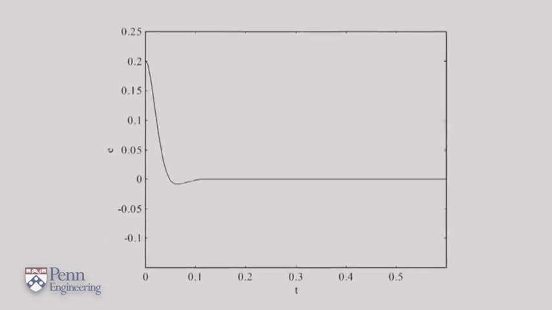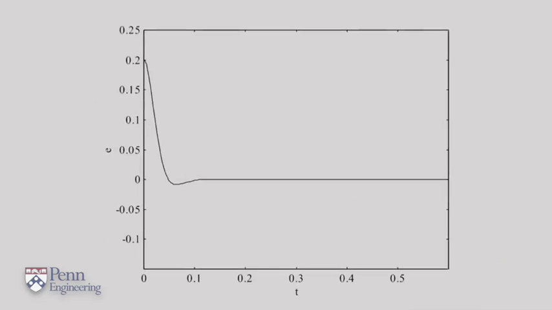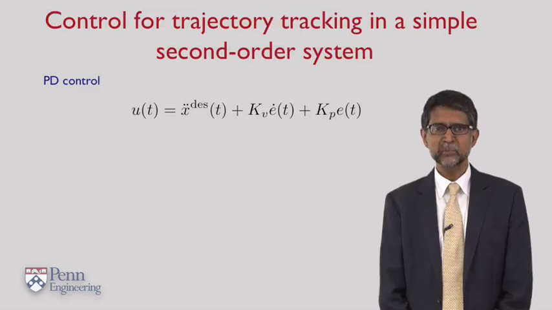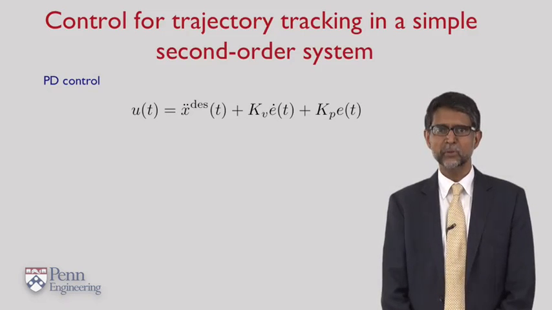Here's a typical response of what the error might look like if you use such an approach to control. The error starts out being non-zero, but quickly settles down to the 0 value. The error might undershoot, go from a positive value to a negative value, but eventually you're guaranteed that it'll go to 0. To summarize, we've derived a very simple control law. It's called the proportional plus derivative control law, which has a very simple form. It has three terms: a feed-forward term, a proportional term, and a derivative term.